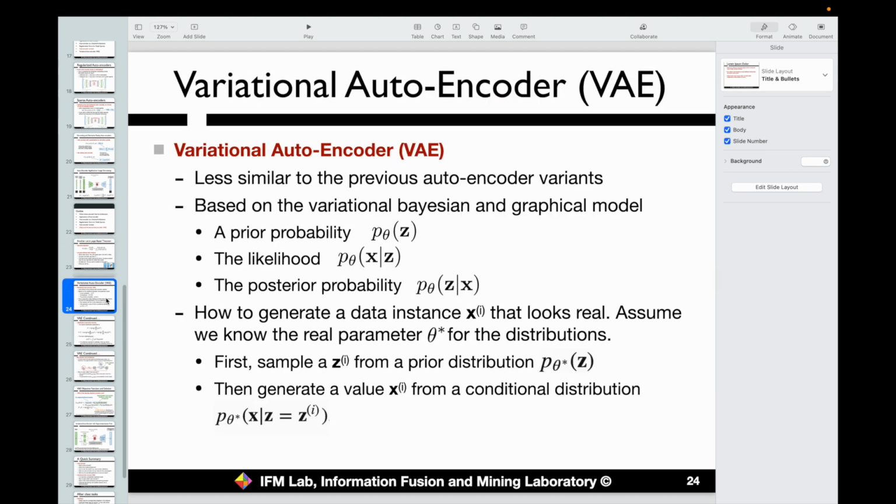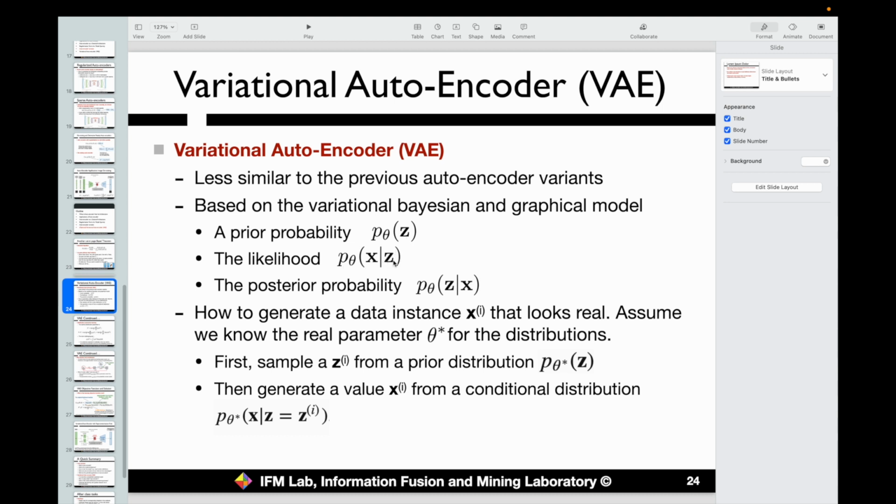Based on the Bayesian equation, we can further introduce this Variational Autoencoder here. The Variational Autoencoder is less similar to the previous autoencoder variants, because this one is not defined for deep learning. It's more like a Bayesian model, or more like a graphical model instead. In the Variational Autoencoder, we have several key concepts. We assume we have a prior probability, P_theta(Z). And we also have the likelihood distribution, P_theta(X|Z).